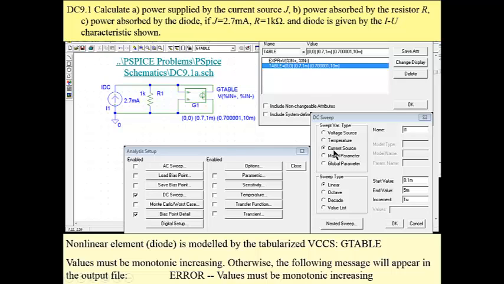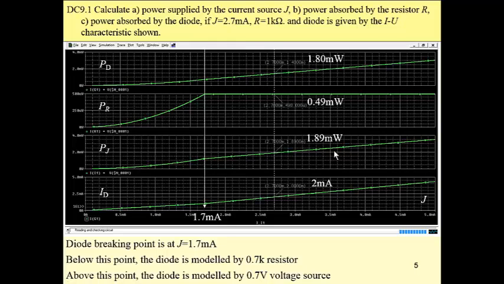We may start a simulation, and this is the simulation result. 4 plots, 4 traces as a function of current source, diode current, and as we can see, the diode breaking point is at source current 1.7 milliamp. Below this point, the diode is modeled by a resistor, a 700 ohm resistor, and above this point, the diode is modeled by an ideal voltage source.